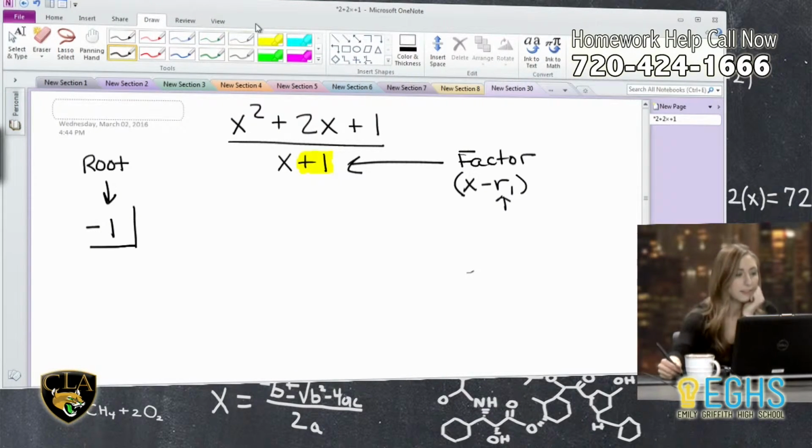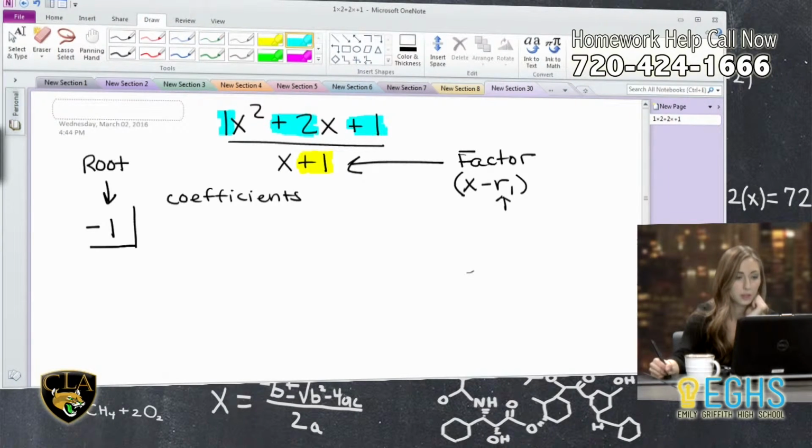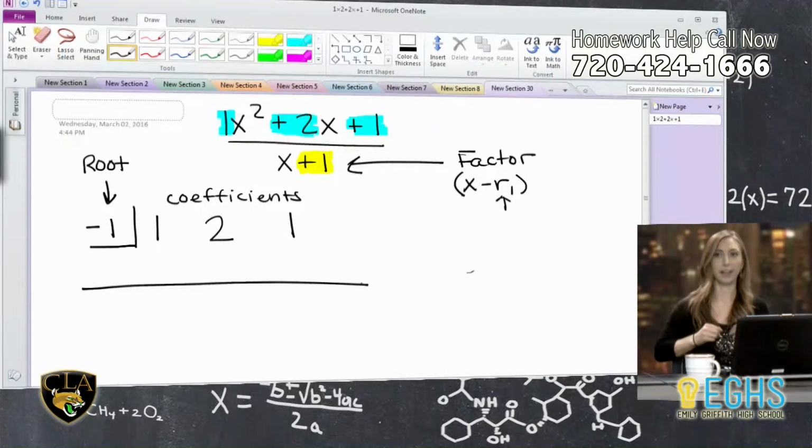So that goes there. And then what we set up next to it are the coefficients of the polynomial that we're dividing. Coefficients are just the numbers in front. I'm going to highlight them: 1, 2, and 1. Basically we're taking the variables out of it so that they don't mess with the problem. So we'll say 1, 2, and 1, and then we draw a line. So that's the setup.